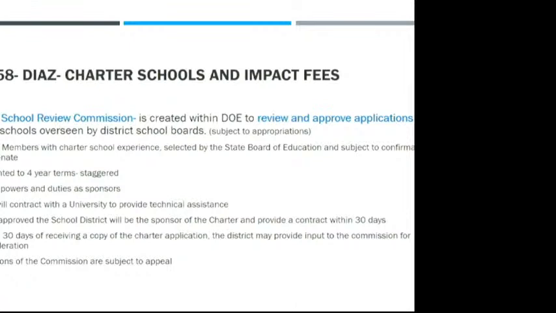So this is very interesting. Once the application is received by the board, then the district will receive the application, and as a district, as a school board, you can then provide input to this commission for them to consider as they're considering the charter applications.